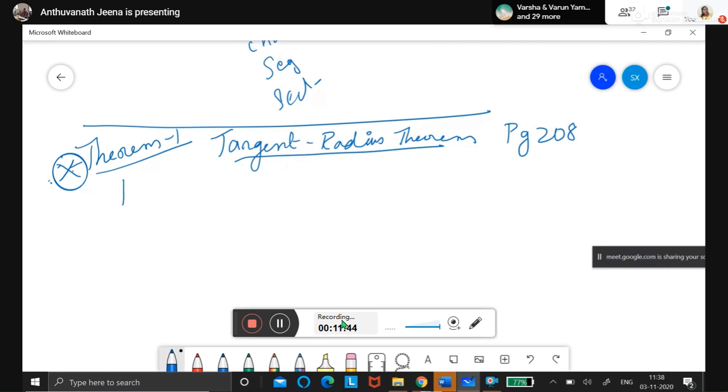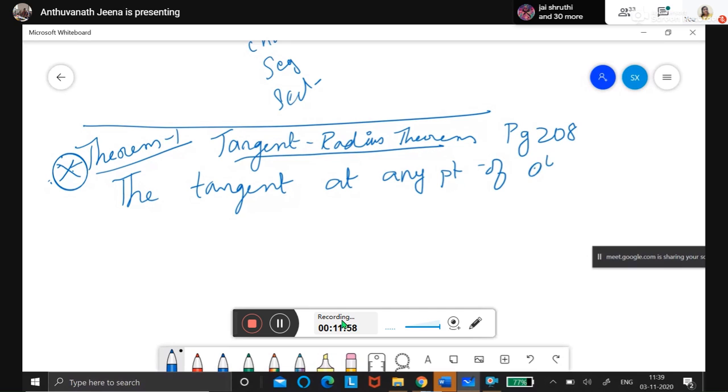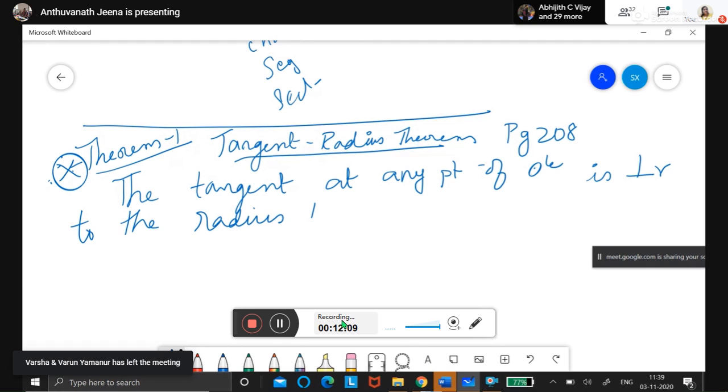208. Tangent radius theorem. Ma'am, I will read it. Yes, please read. The tangent at any point of the circle is perpendicular to the radius through the point of contact. Point of contact. Yes, ma'am.